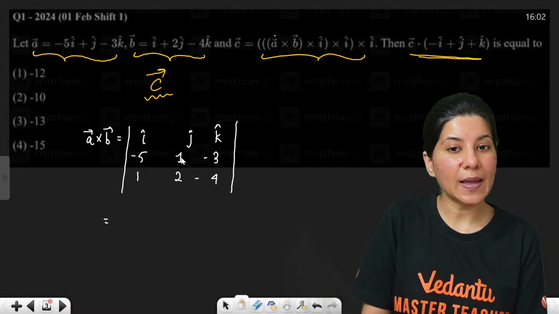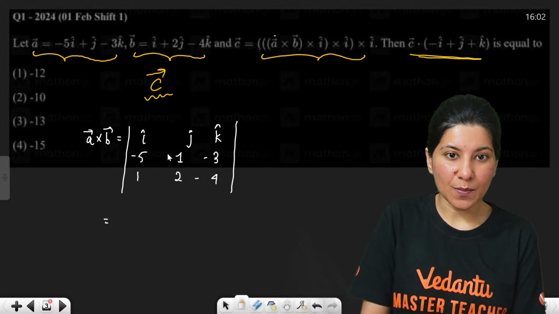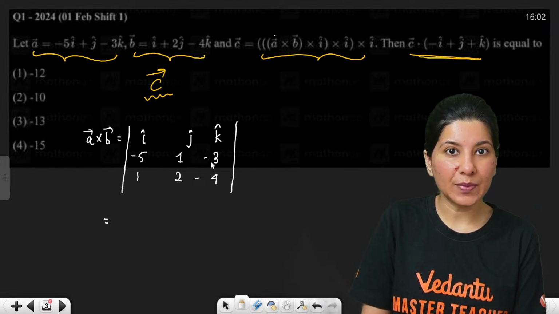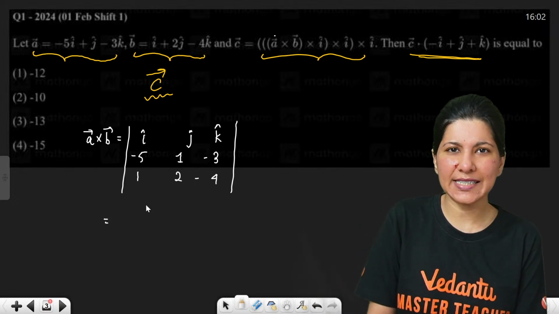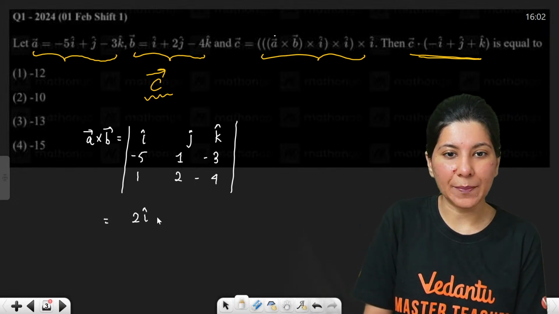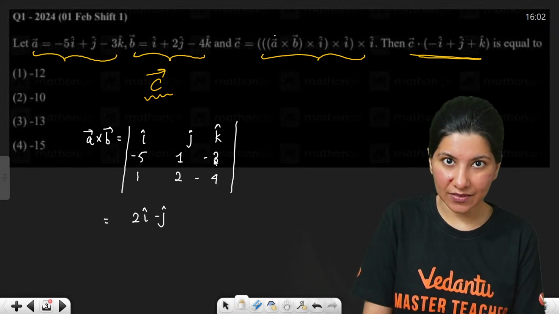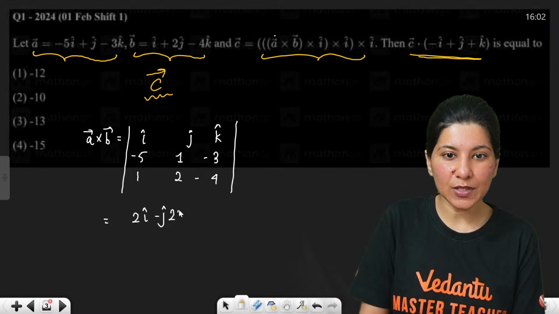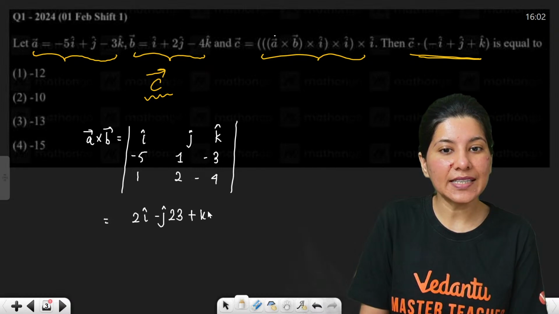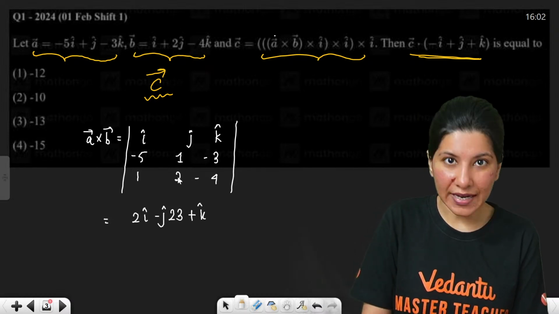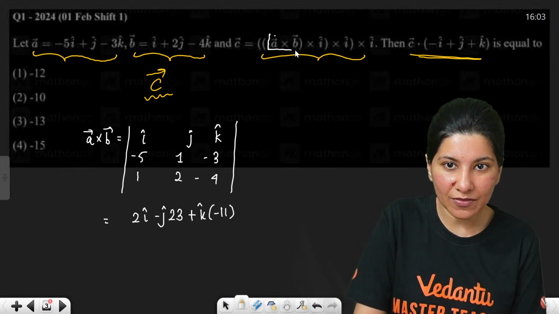This is going to be minus 4 plus 3 2s are 6. So minus 4 plus 6 is 2 I cap. Minus J cap, and here 20 plus 3 is going to be 23 J cap. J cap is already written over here. Plus K cap, then we are going to have minus 10 minus 1, so minus 11. So this is what your A cross B is. This is what we have figured out.